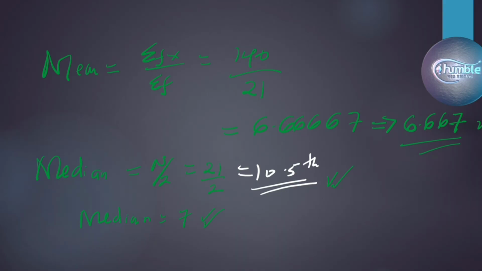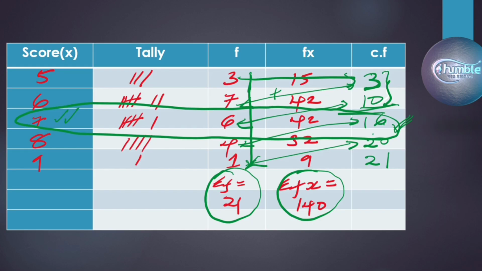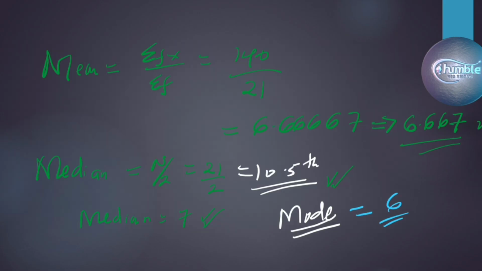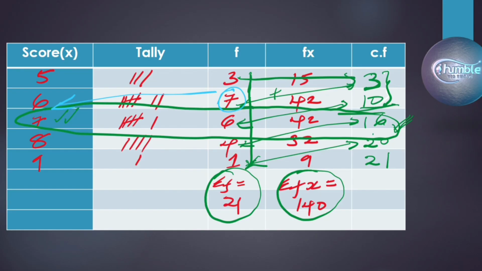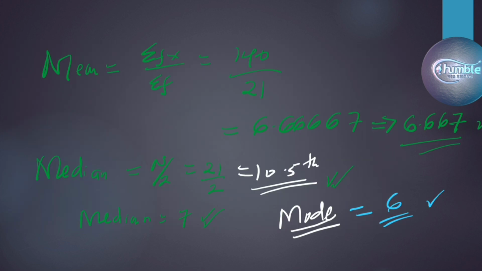The mode, we said mode is the most common score, or the score with the highest frequency. So in this case, you need to determine in this particular frequency distribution table which is the highest frequency. Our highest frequency is 7, and the score with the highest frequency is 6, and therefore the mode is 6. Why? 6 is the score that got the highest frequency. So therefore the mode of the data is 6.